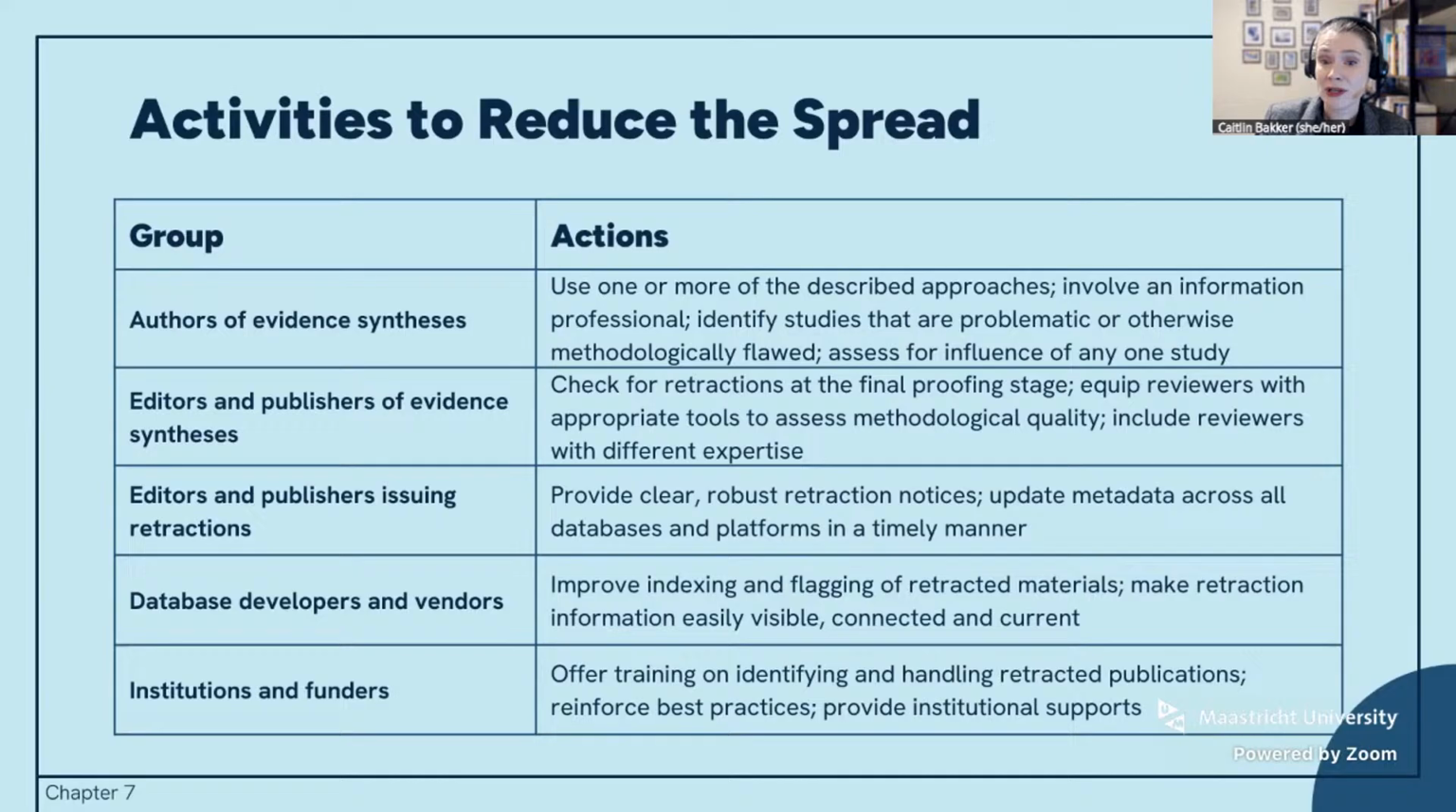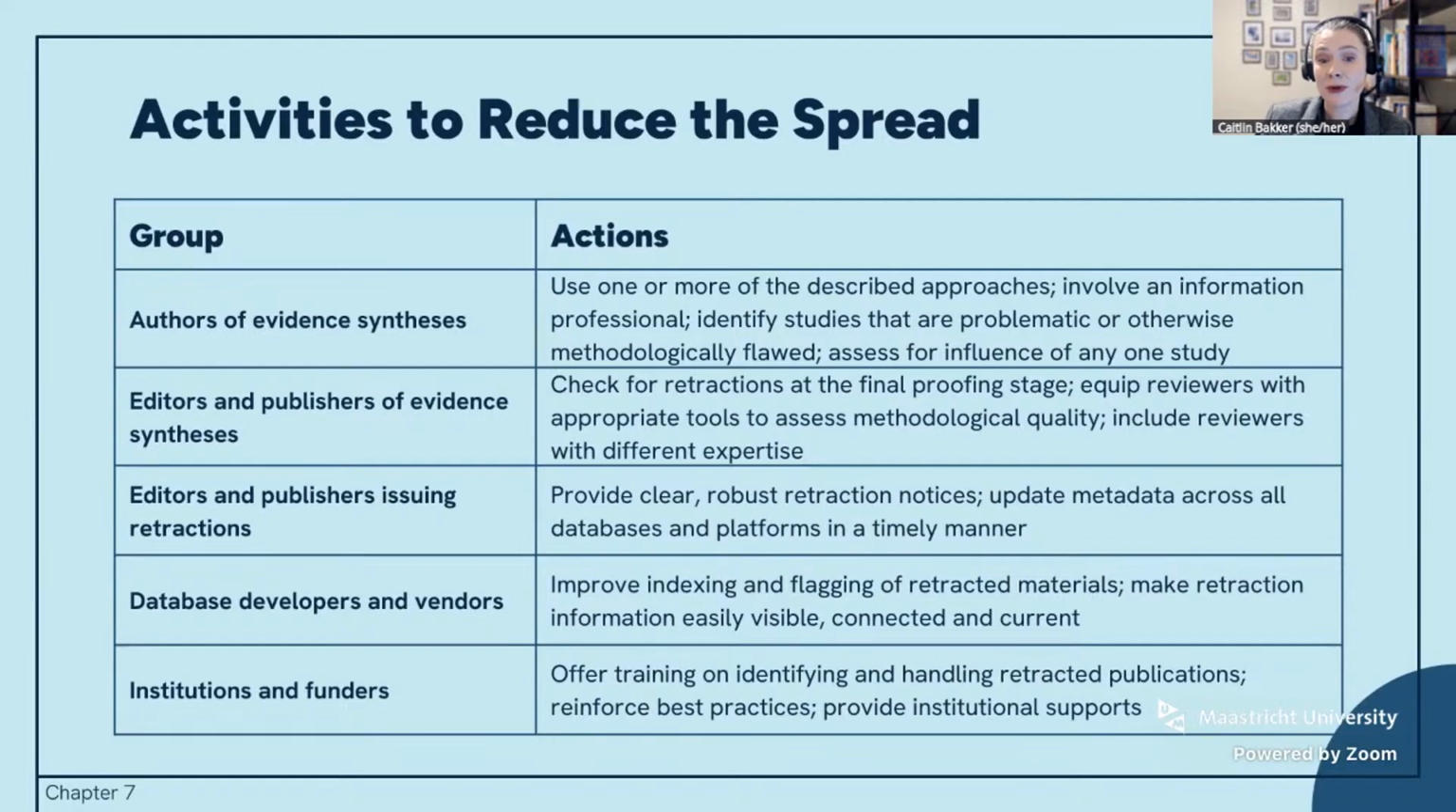For editors and publishers who are issuing retractions, providing robust retraction notices and ensuring that metadata is updated across all systems is crucial for evidence syntheses, but it's also crucial for all readers, all researchers, policymakers, practitioners, really anyone who wants to access scholarly material. Those who are helping to provide access to those materials, namely database developers and vendors, can work to improve indexing and flagging mechanisms and ensure that retraction information is visible and up to date.